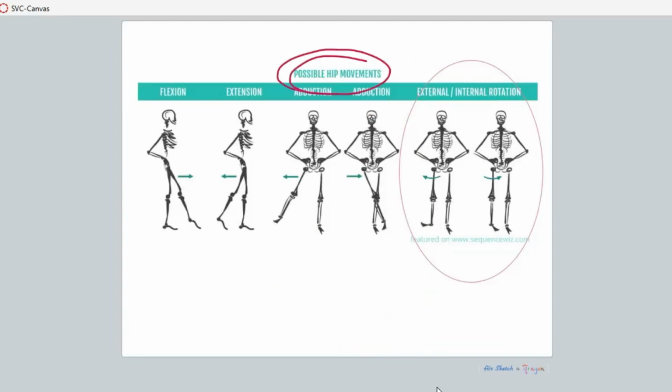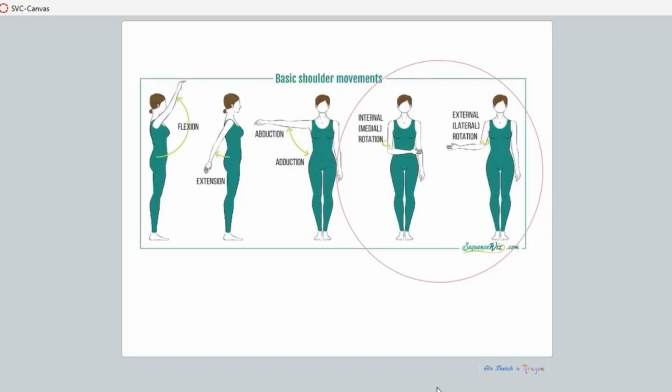Here's all these different possible hip movements, and again, these are all ball and socket movements, including rotation, which they're calling external and internal in this case instead of medial and lateral. Medial and lateral is good for us though. Shoulder movements. Again, all these ball and sockets.